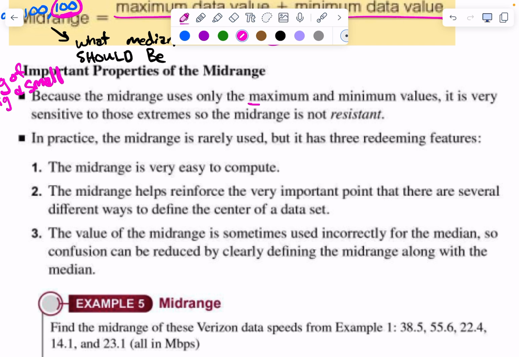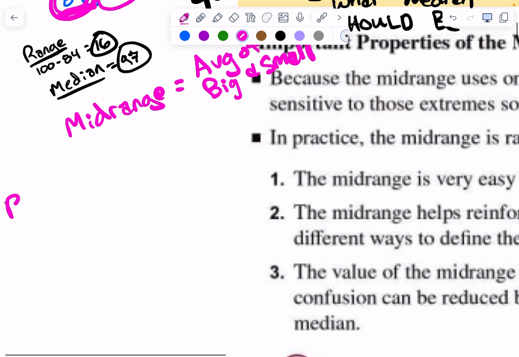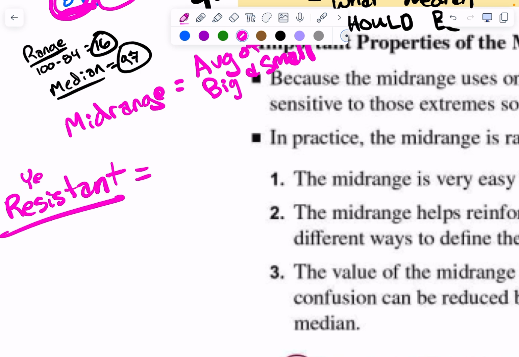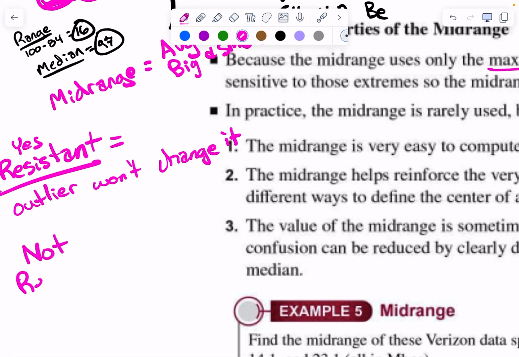Because the mid-range only uses the maximum and minimum values, it doesn't use every value in the data set. True. Now let's talk about whether it is resistant or not resistant. You remember what resistant was? Let's write this down. If it is resistant, I'm going to say yes, resistant, then that means an outlier won't change it, or not very much. If it is not resistant, an outlier will change it.